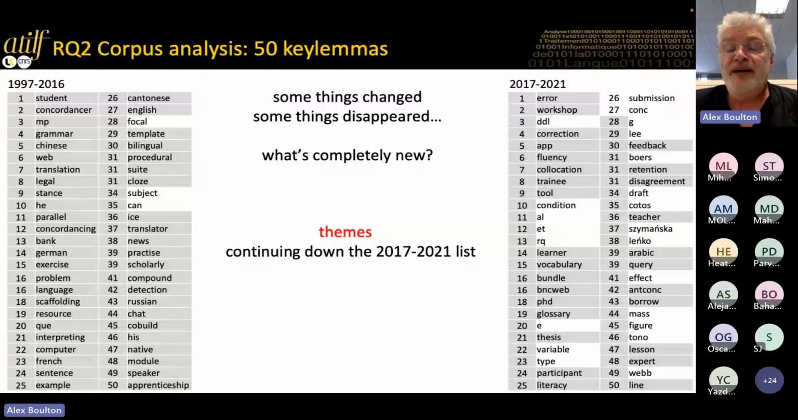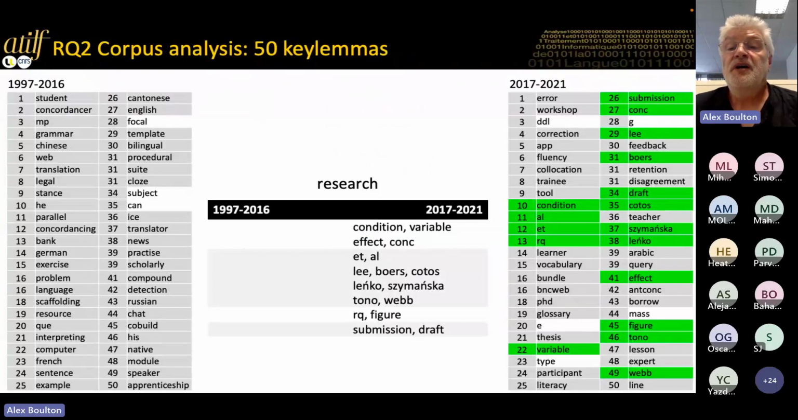But on the right, you've still got quite a lot which is still in white. Do they have anything in common, these white words on the right in the recent corpus? In other words, words with key lemmas in the last 5 years. Well, they do. A lot of them are connected to doing research. Words like condition or variable, or people who are cited, et al., or researchers such as Libors, Kotos, etc., or RQ for research question, figure, submission, draft as learners upload their work, and that's what's analysed. So a lot of the words which are key in the recent corpus, we're talking about doing research in different ways, which is gratifying. It's nice to see.